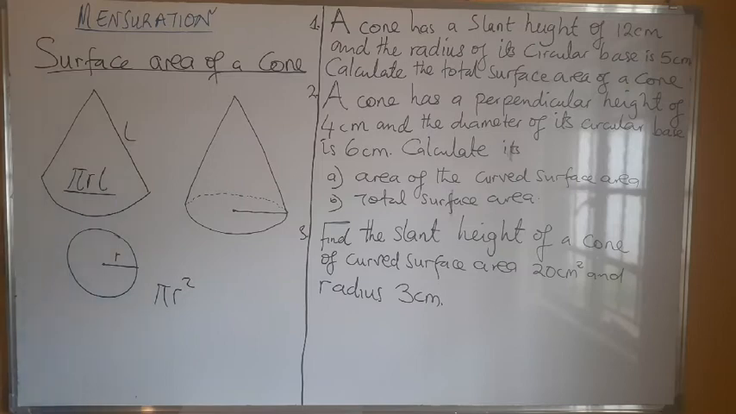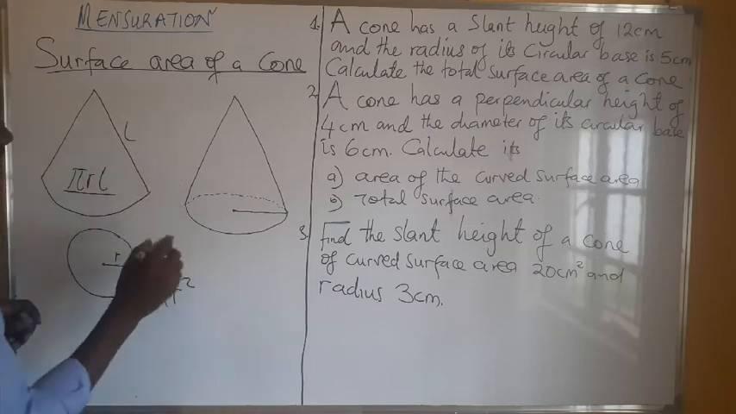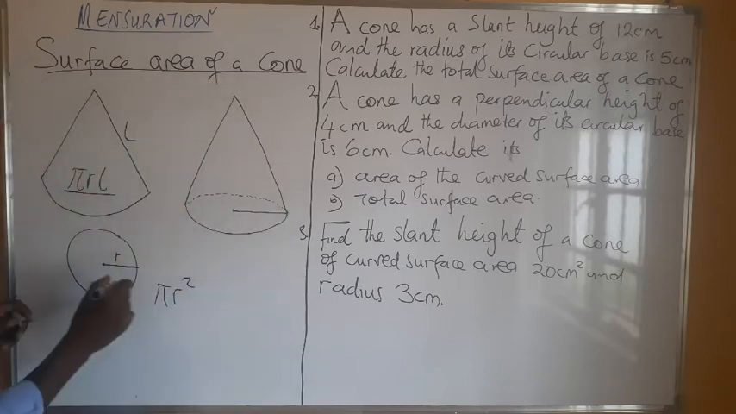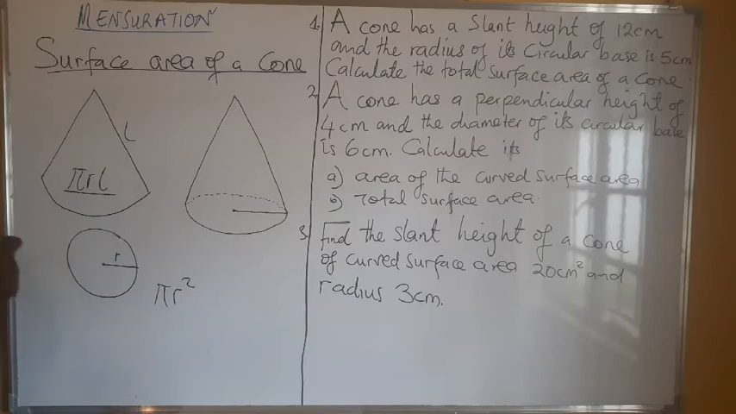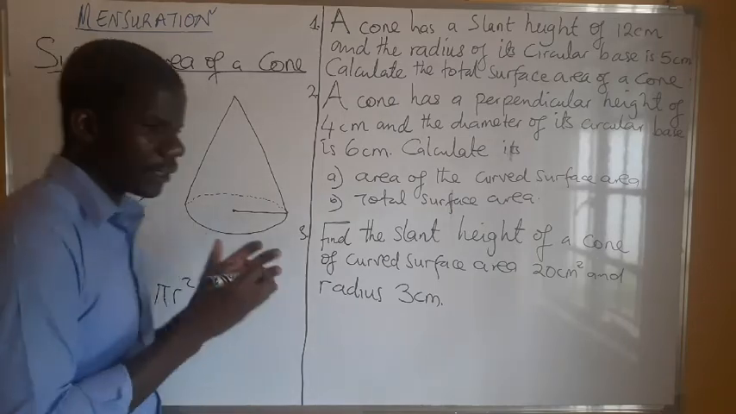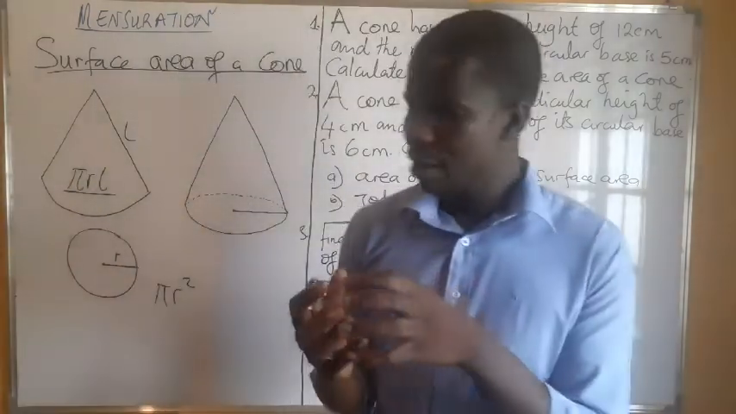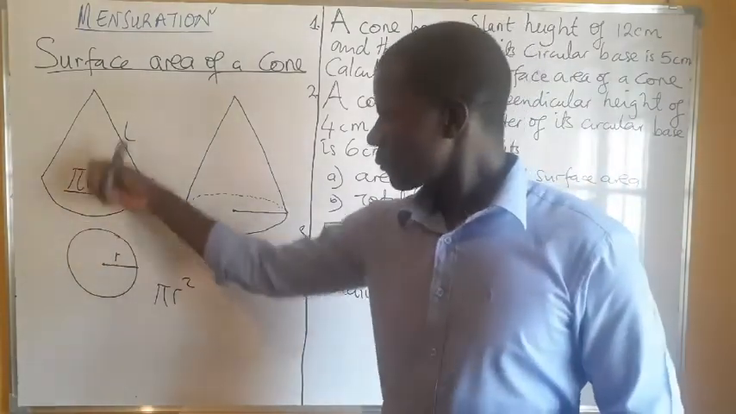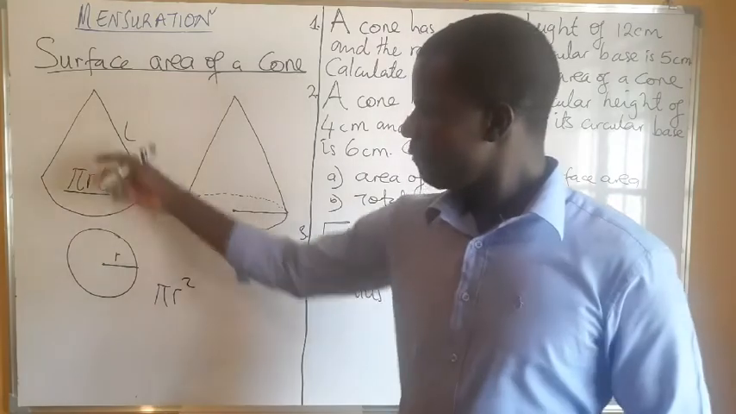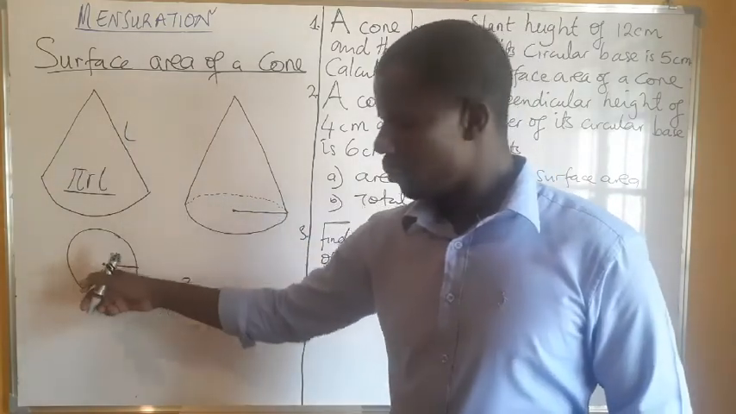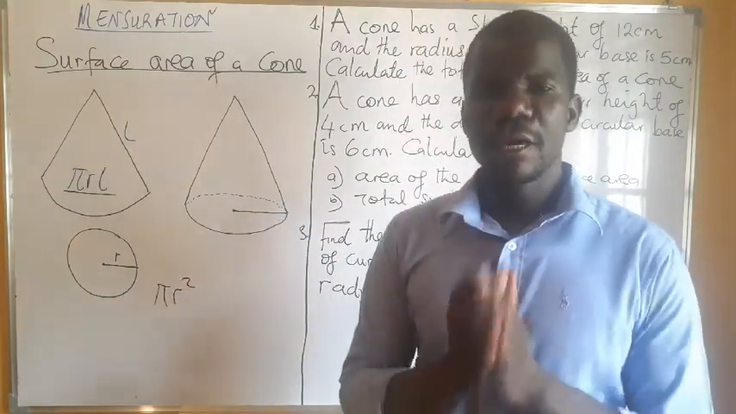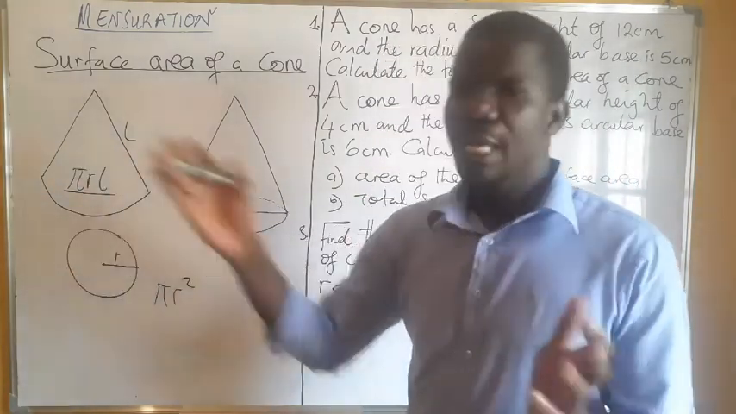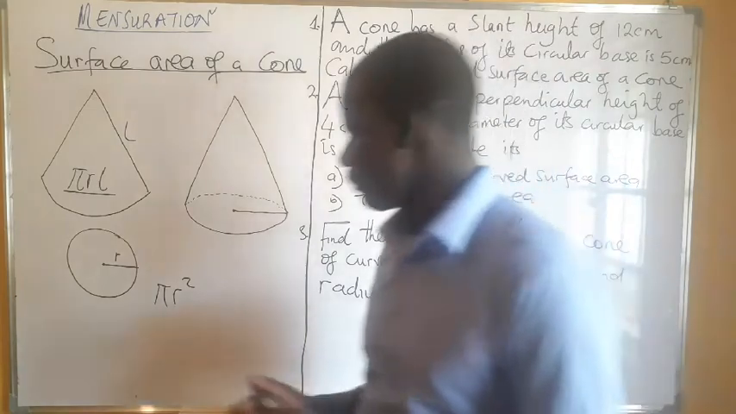But if we want to find the total surface area of a cone, like I said, a cone is formed from these two. We have the curved surface and the circle. So to find the total surface area of a cone, we need to find the area of this one as well as this one. Then we add them together. That is what is going to give us the total.